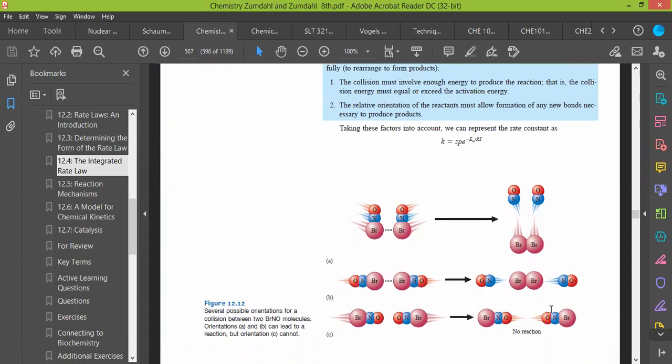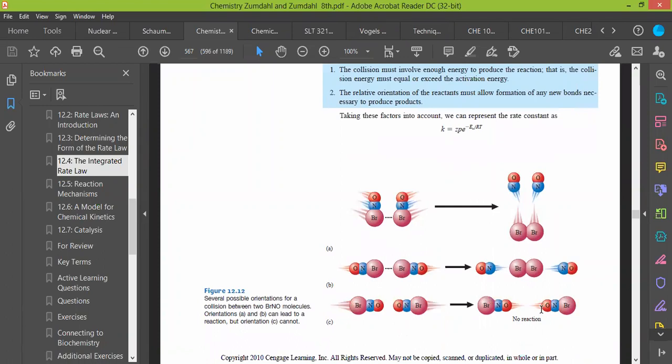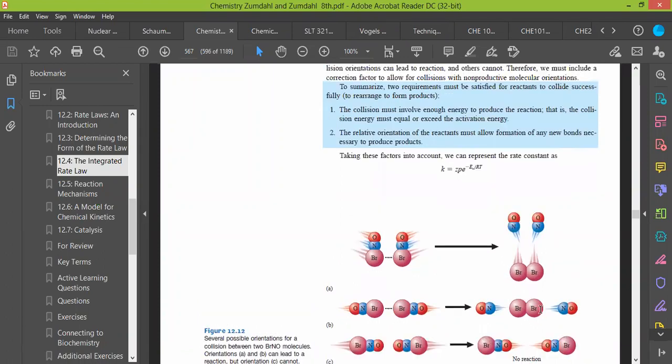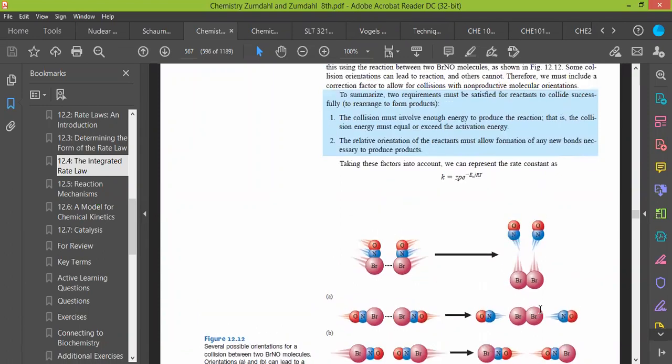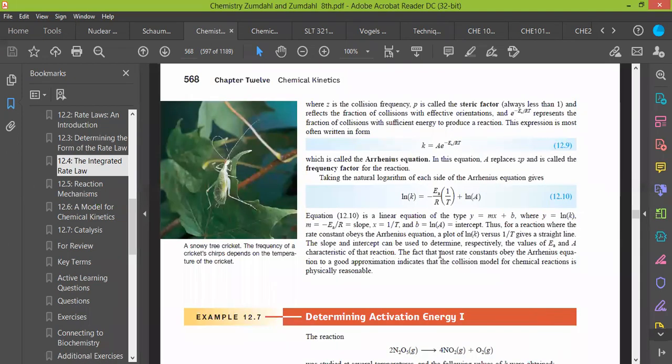So for a reaction to happen, certain collisions should be in place. Atoms should just not collide anyhow. They should collide in a certain order. If that happens, then these particular atoms are going to produce the required products, okay? And then the activation energy is actually studied using the Arrhenius equation, which you should know.